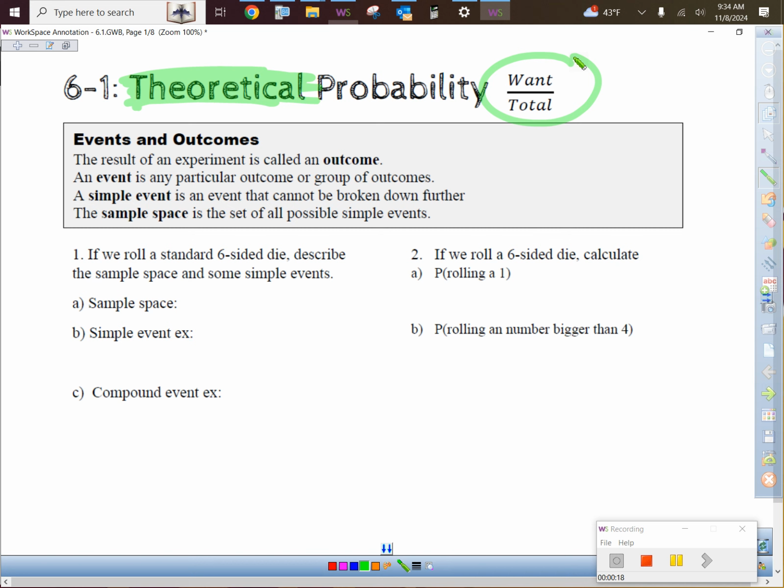If I said, what's the probability of pulling your name out of a hat? If all of your names are in the hat, that would be the total number, right? And since your name is in there once, you would have 1 out of, say, 20 or however many people are in here in that case.